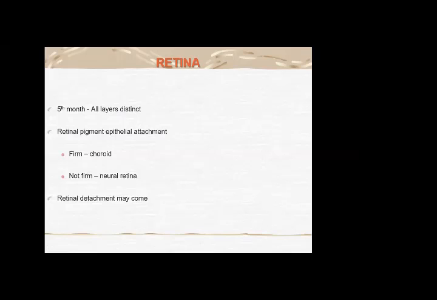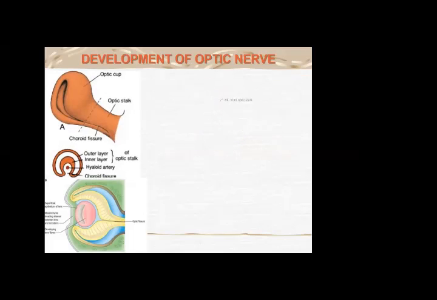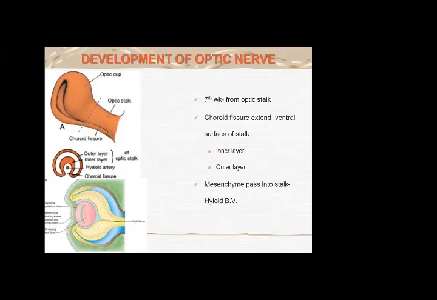I'll quickly do the optic nerve and then leave it, because there isn't much in the optic nerve. Actually, so this was the optic cup and this was the optic stalk. And I told you that surrounding the optic cup is the mesenchyme, all over, surrounding all this optic cup, stalk, whatever. Surrounding this is the mesenchyme.